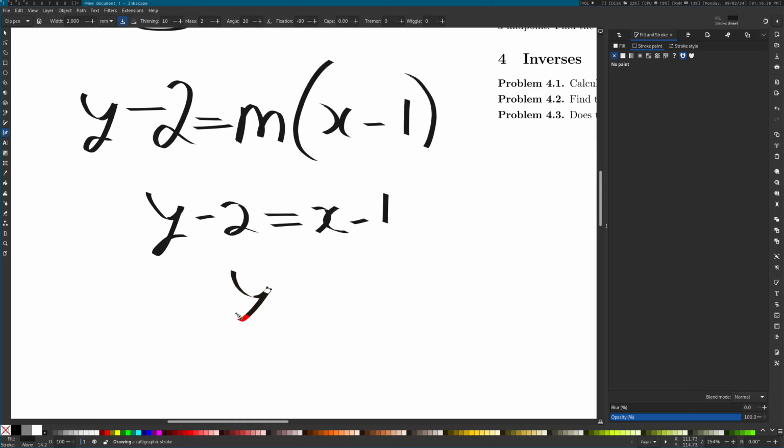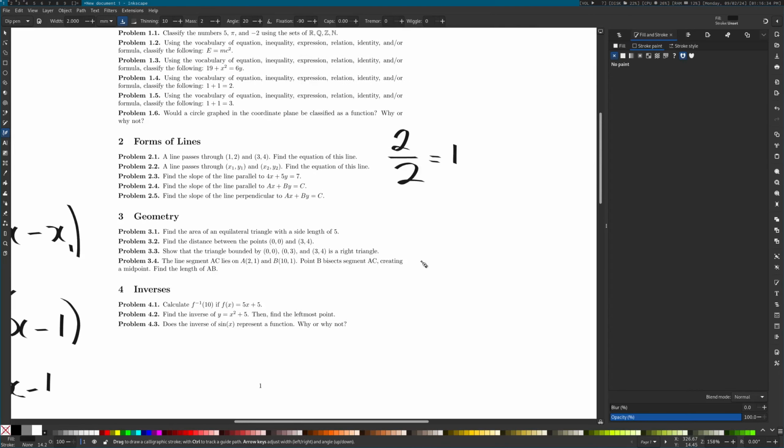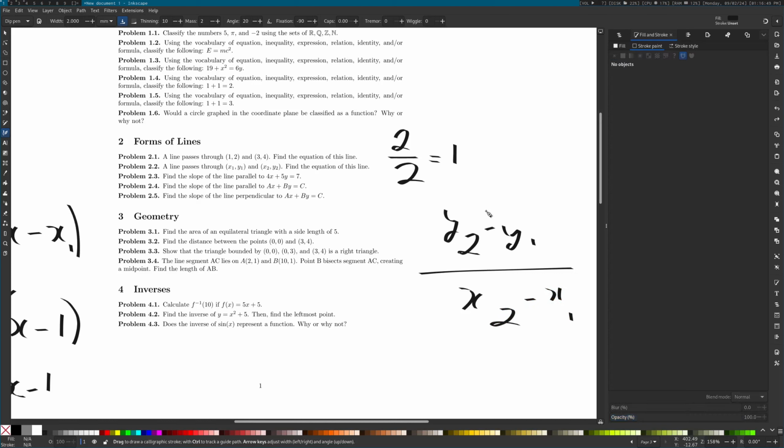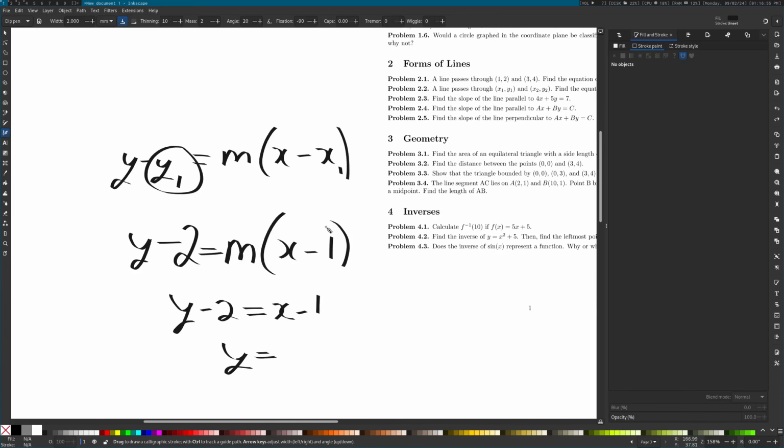Just subtract the second x and the first x, like 3 minus 1, and then 4 minus 2, right? It's the slope formula. Wait, that's what m equals? Yeah, the slope. Alright. Okay, y equals mx plus b.